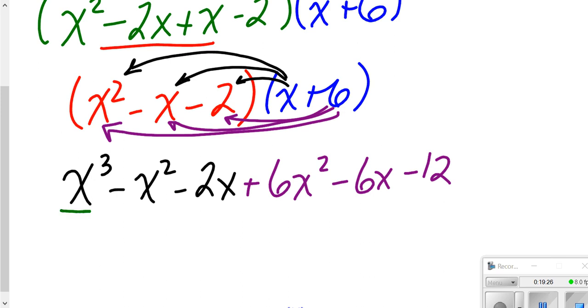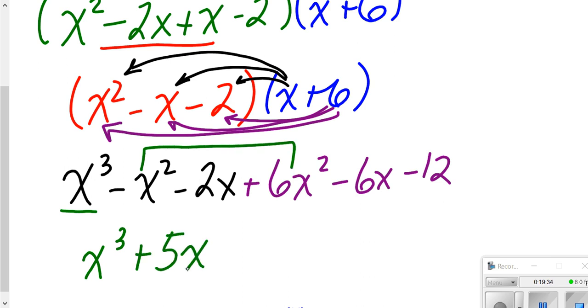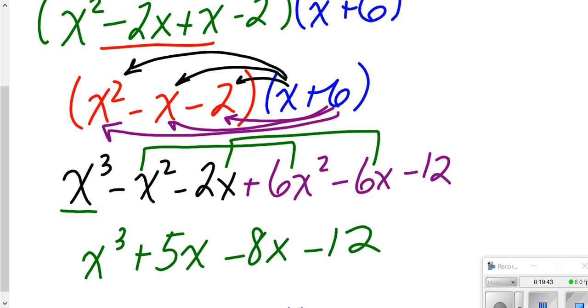So nothing else has x to the 3rd. These are both x to the 2nd terms. These are both x to the 1st terms. And then I have that 12 at the end. Okay, so take a look at that. If you're confused, ask for help.